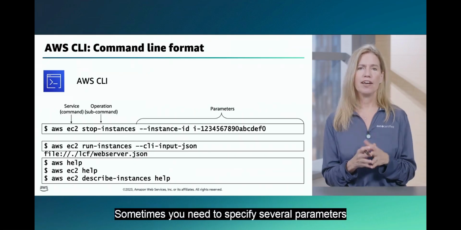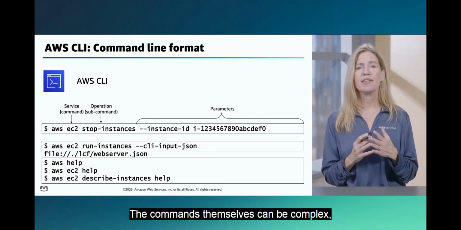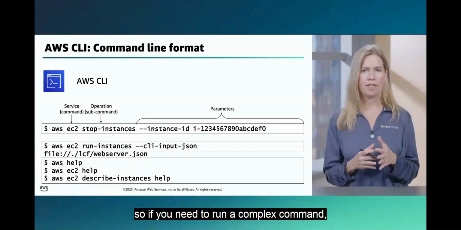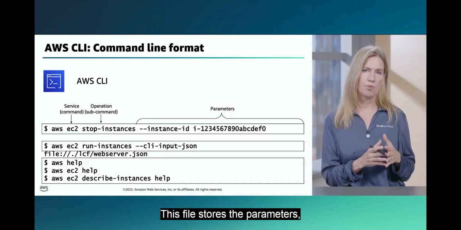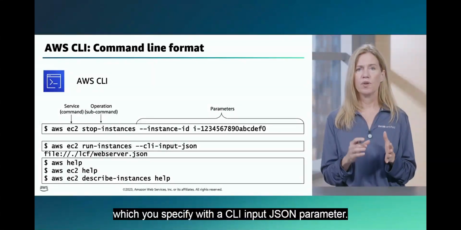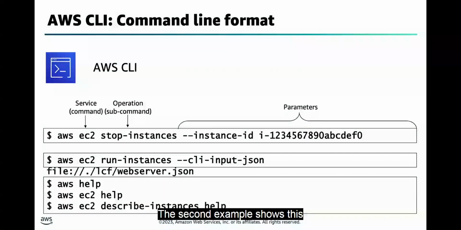Sometimes you need to specify several parameters when you run CLI commands. The commands themselves can be complex, so if you need to run a complex command, you can use a configuration file. This file stores the parameters, which you specify with a CLI input JSON parameter. The second example shows this by using a configuration file called webserver.json.